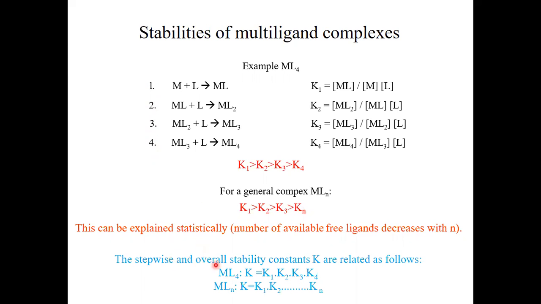So now, what is the overall stability constant? When we sum up reactions 1 to 4, the overall stability constant is nothing else but the product of the individual constants. And when we have a more generic complex, MLn, then the overall stability constant is nothing else but the product of the individual constants from K1 to Kn.